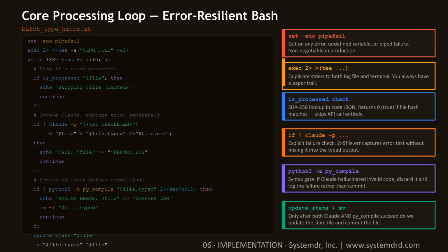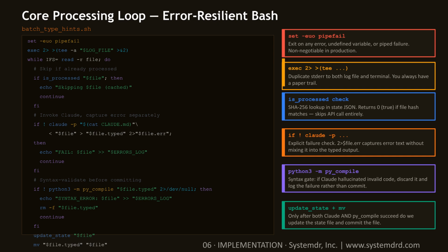The is_processed function performs a SHA-256 lookup in the state JSON. If the current file hash matches the stored hash, the function returns 0, the if condition is true, and we skip with continue. This skips the entire Claude API call. 0 tokens consumed.